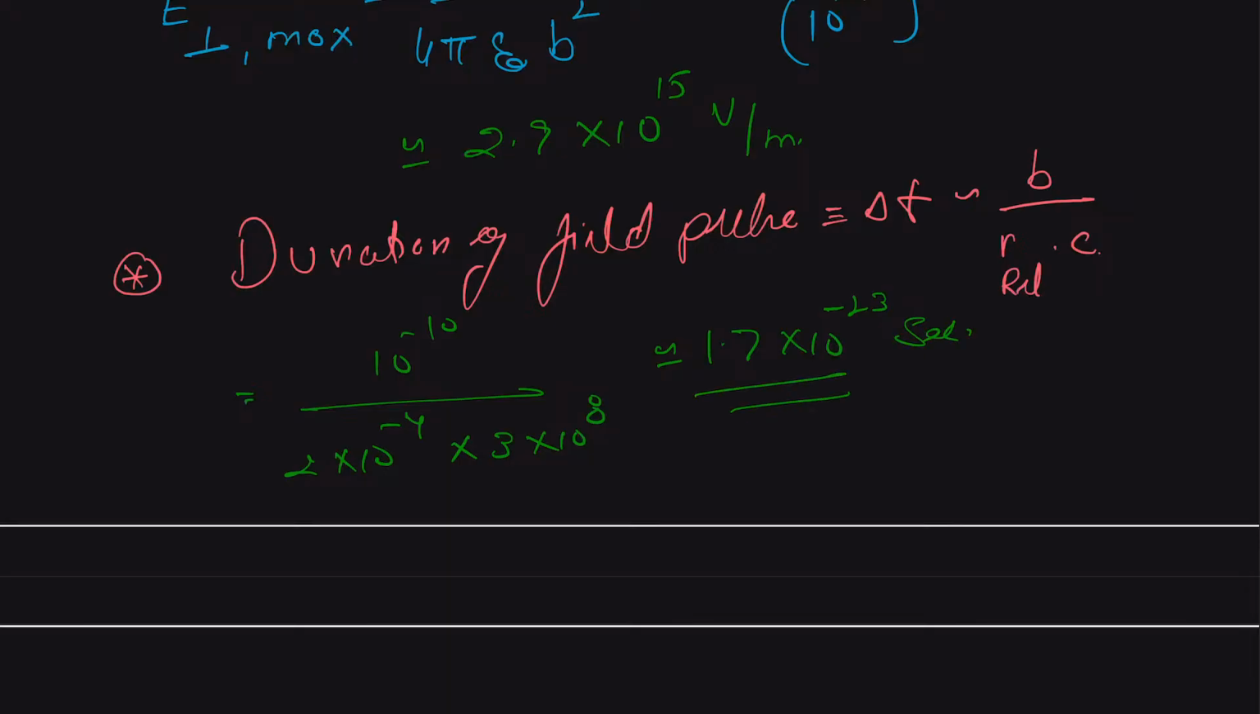So this delta t, that is a small amount of time, is the duration for which the field exceeds half of its maximum value. That is the definition of this delta t, which is also called the duration of the field pulse. Okay. Next question.